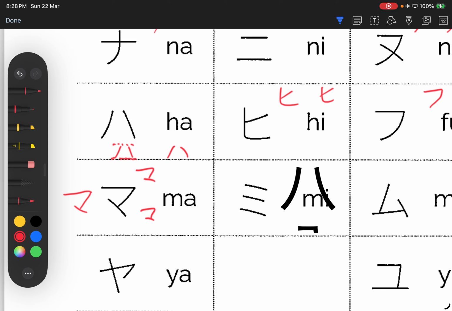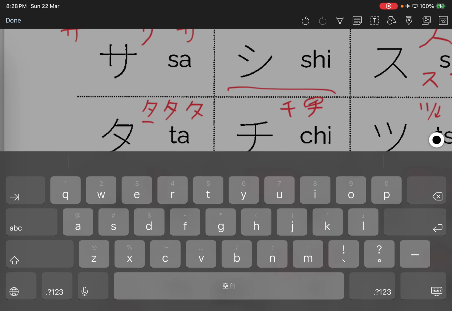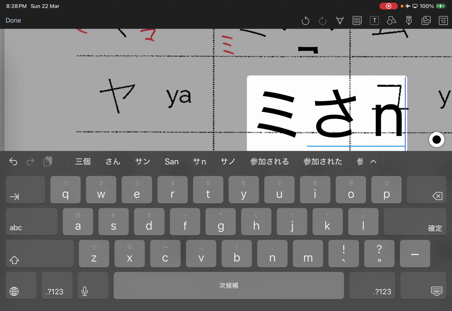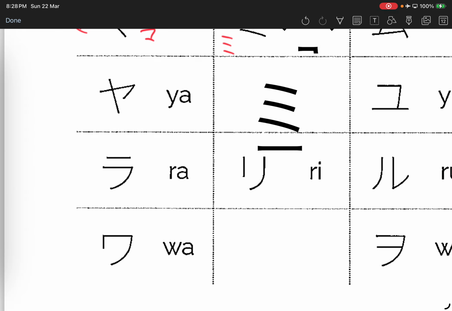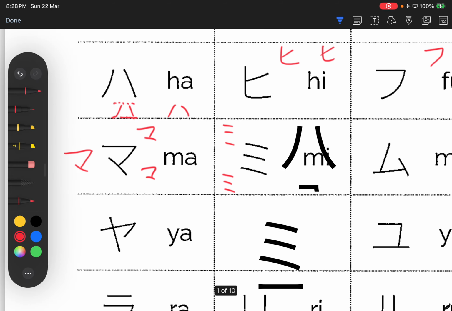Good. Next we have mi. So 1, 2, 3. It's very different from the Chinese character 3. So this is very narrow, very thin. So there's a difference with the number 3. So mi and san. You can see the difference, very obvious. So mi is very thin. It's just like 3 lines pointing down.